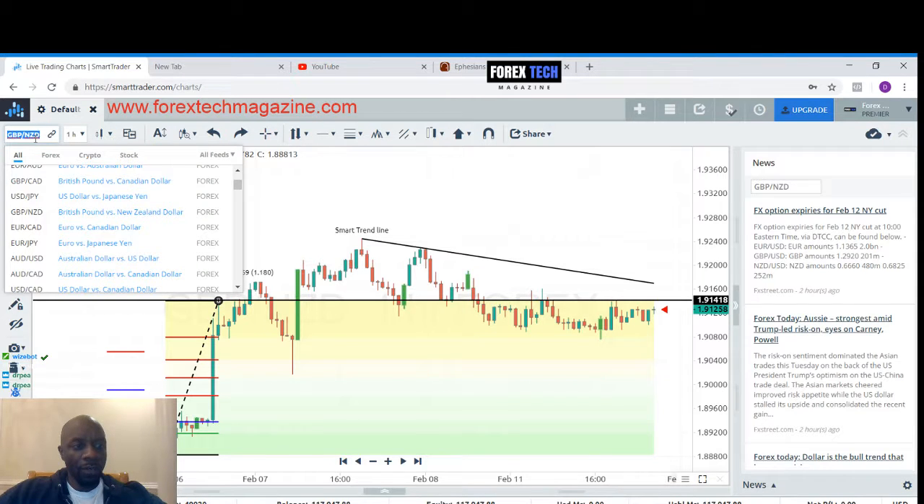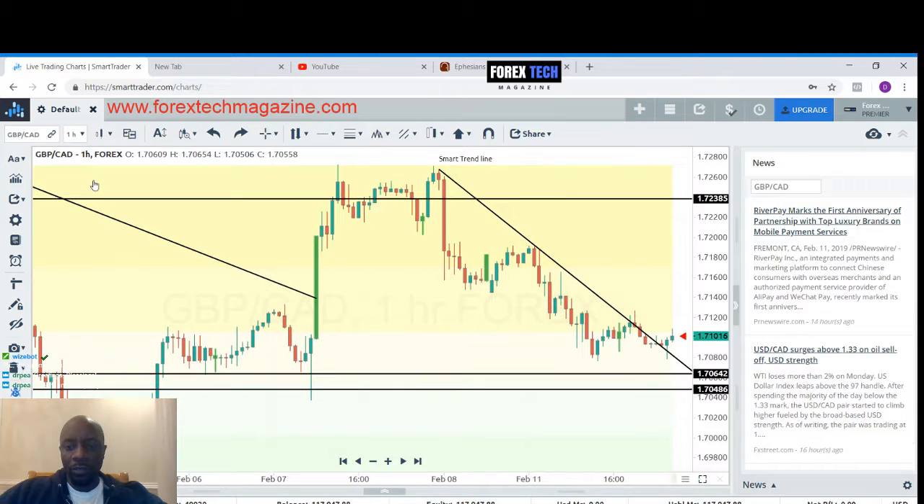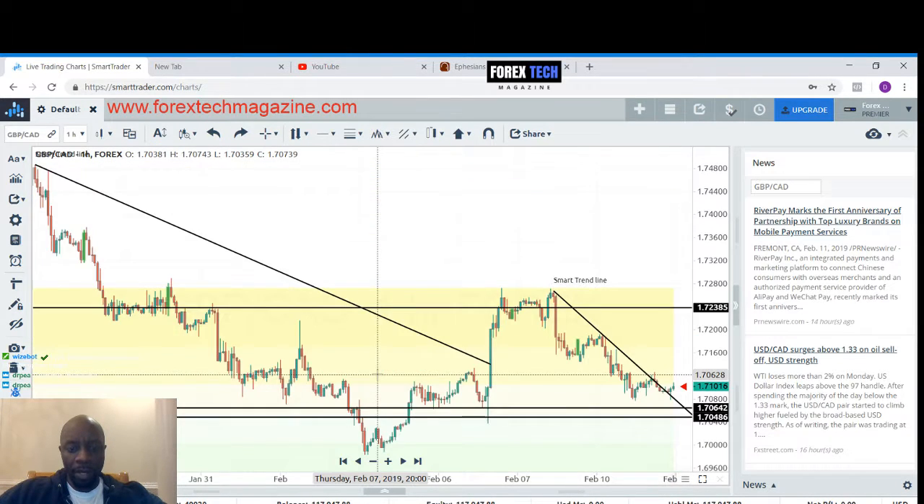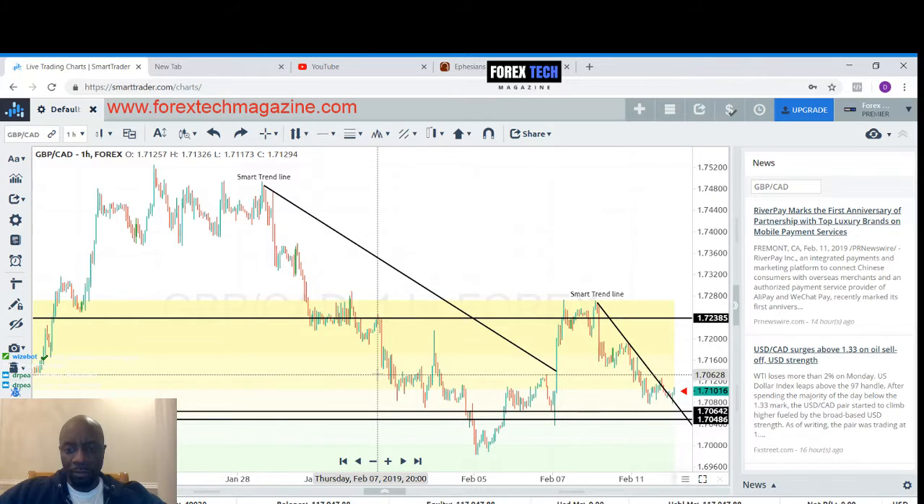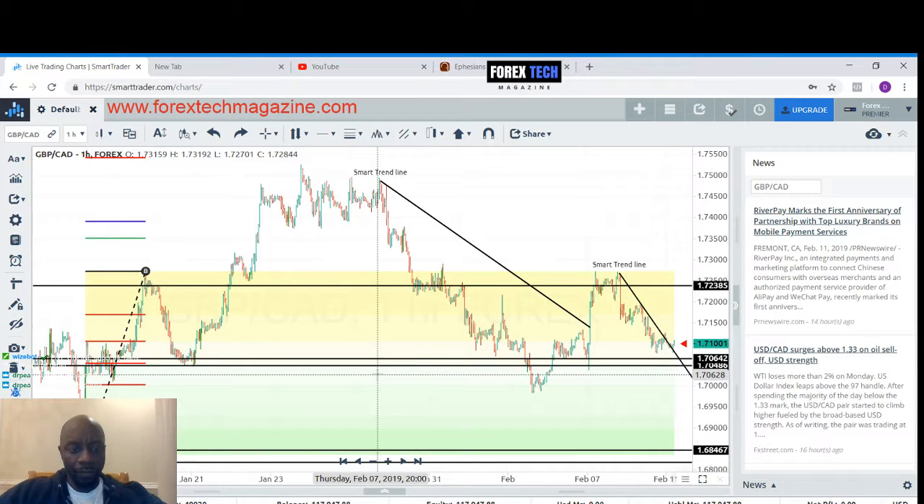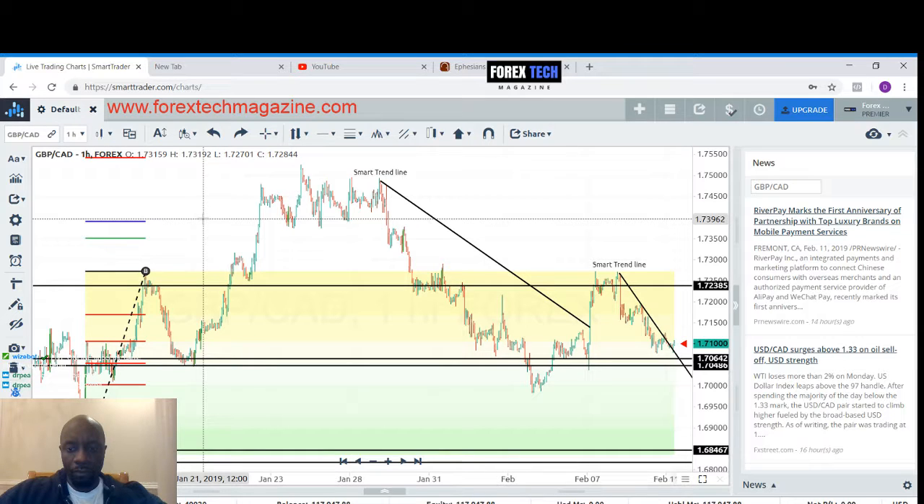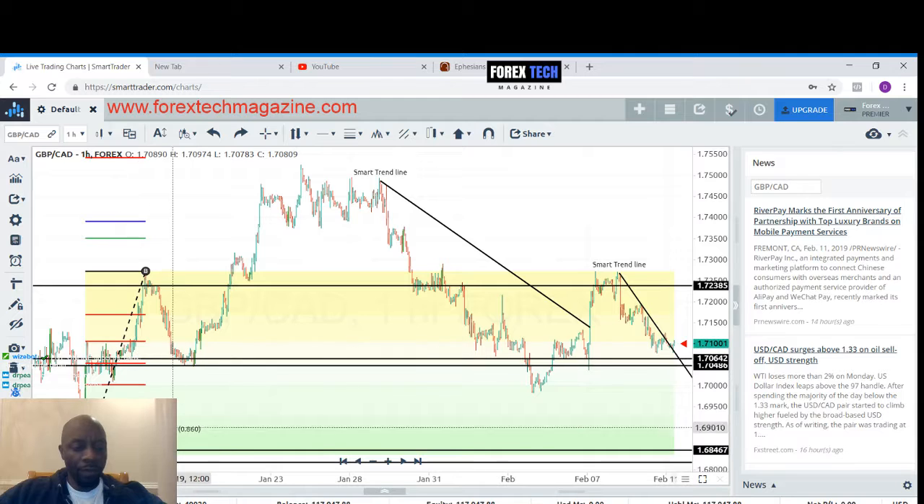So for right now, the Great Britain pound New Zealand dollar, that's going to be a hold. But it looks very interesting to potentially start buying. This right here is the Great Britain pound Canadian dollar, and this may be a buy. But let's look at this one for a second. All right, this is a very interesting one right here.